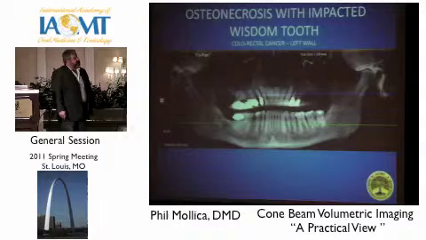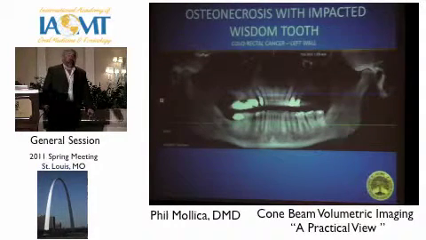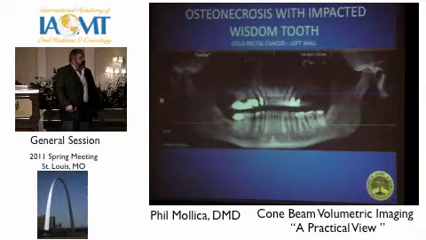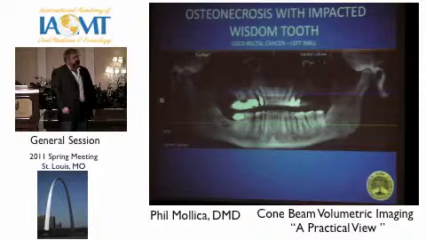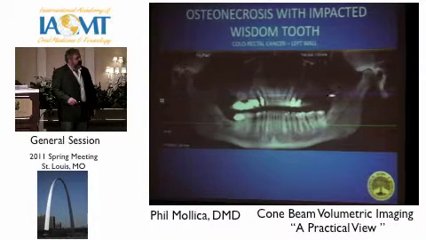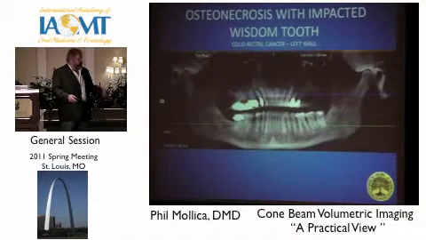Now, this is an interesting case. We talked about the association of disease, and that's a possibility. How do we really prove that? I don't know. But this is a case where we found osteonecrosis with an impacted wisdom tooth. Now, we look at a pan. I don't see anything over here. This has some crazy stuff maybe over here, but, I mean, what are we looking at?